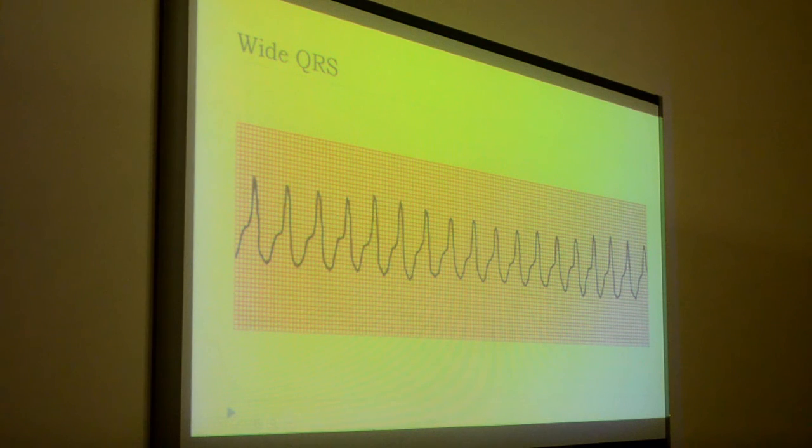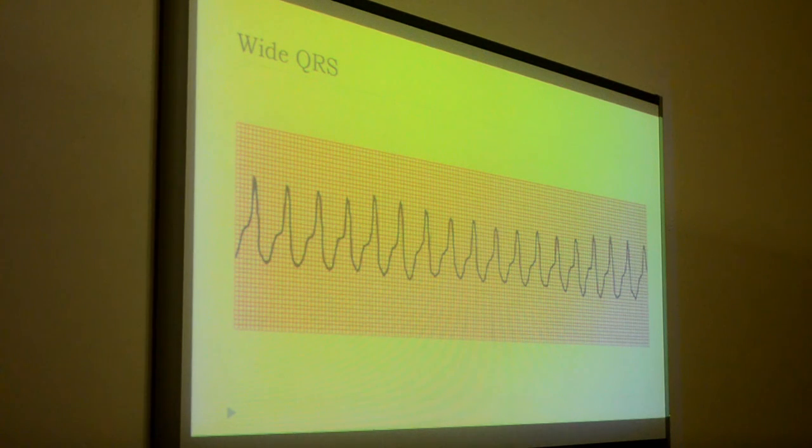Now, it's probably difficult to see the large squares here, but I think you've seen enough ECGs today to know, is this a fast heart rate or slow or normal? It's very fast. The depolarization is slow because it's wide, but the heart rate itself is very fast.